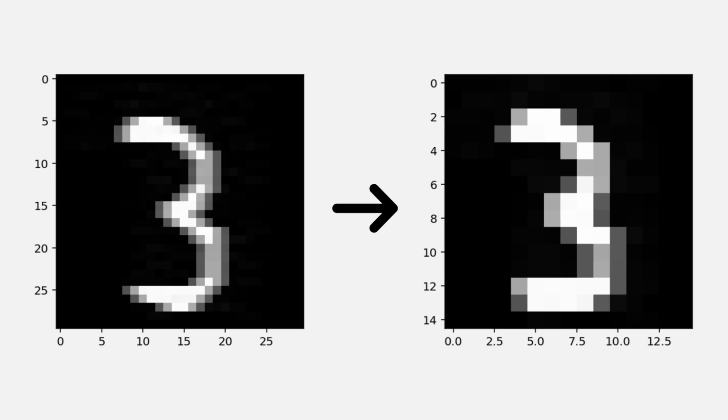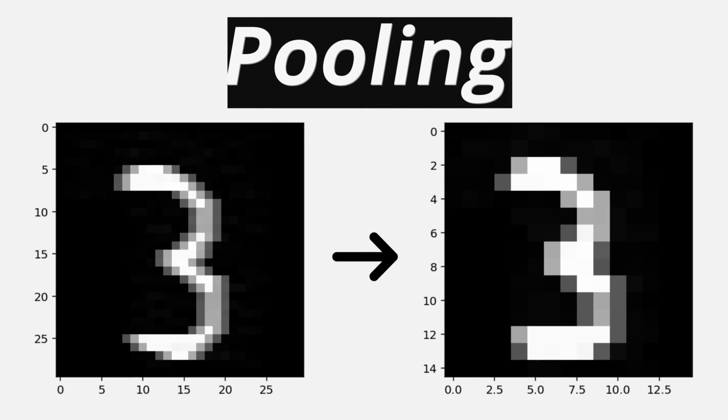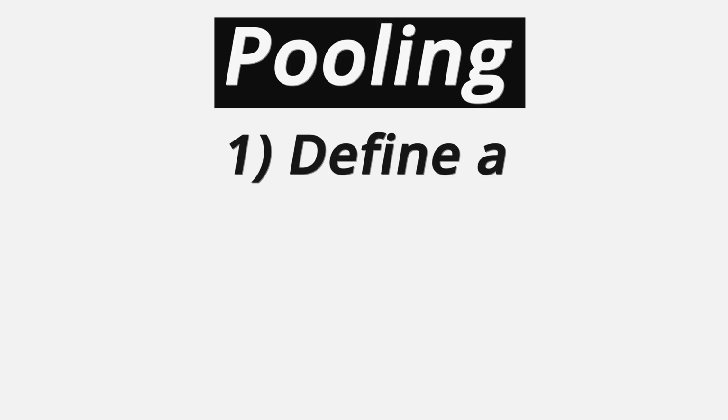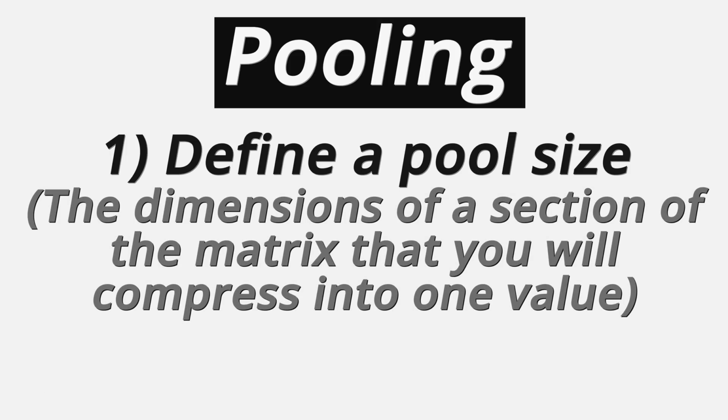The next step involves making the output, after applying the filter, have a lower resolution, but still retain the most important features. The point of this is to make the neural network more efficient and less computationally expensive, especially during training. This step is pretty simple and is called pooling. First, you define a pool size. This will be the dimensions of a section of the matrix that you will compress into one value.